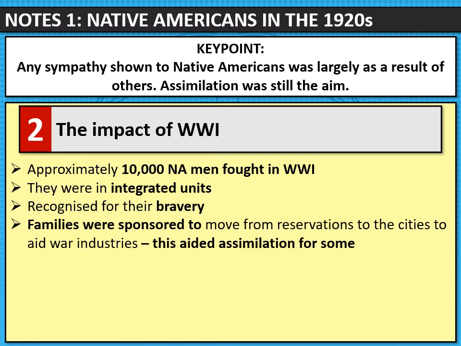Families were also sponsored to move from reservations to the cities to aid war industries. This is one of the first times that Native Americans moved to some of the larger cities, and this does aid assimilation for some. Remember, if they've been on a reservation, they're going to be very rural, very remote, and much of their culture can still be maintained.